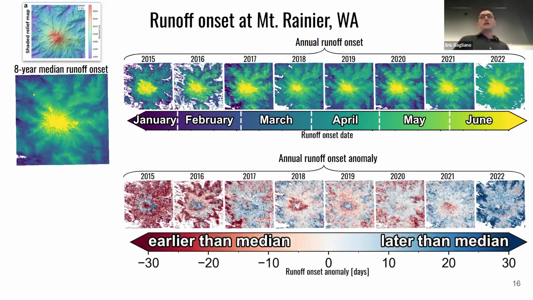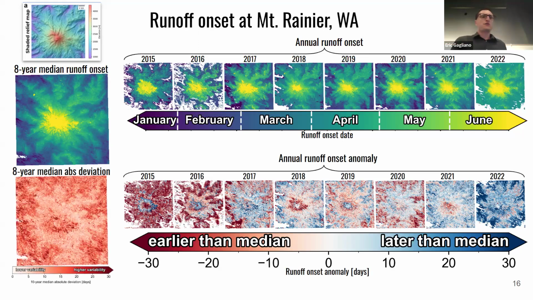And then we can calculate how each year deviates from this median, creating these annual anomaly maps. Blue here indicates later melt relative to the median, and red indicates melt earlier than the median. You might notice that 2015 stands out dramatically, and almost the entire mountain is showing 25-day early melt. That coincides with the 2015 snow drought. If you were around for that, we had a very small snowpack, and it melted earlier in the year.